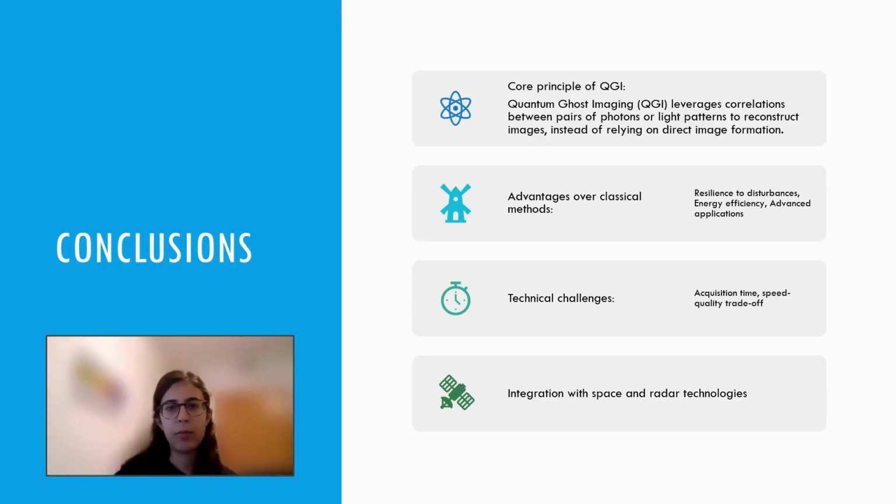And finally, here we jump to the conclusions. The core principle of QGI is that it leverages correlation between pairs of photons or light patterns to reconstruct images instead of relying on direct image formation. There have been many advances over classical methods, for instance, the resilience to disturbances, energy efficiency, or advanced applications. However, there are some technical challenges that need to be overcome, such as the acquisition time or the speed-quality trade-off. And now we can see that QGI has been integrated with space and radar technologies.